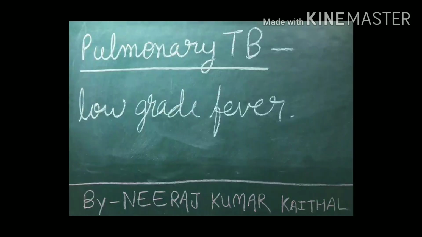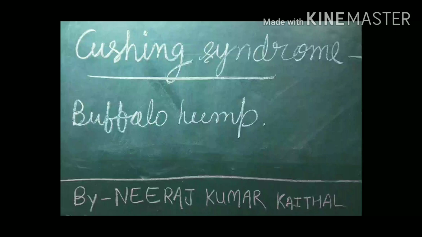Next, pulmonary TB. Pulmonary TB is caused due to the Mycobacterium tuberculosis bacteria. Important sign and symptom of this disease is low grade fever. Next is Cushing syndrome. Cushing syndrome is due to high cortisol level for a long time period. Important sign and symptom of this disease is buffalo hump.